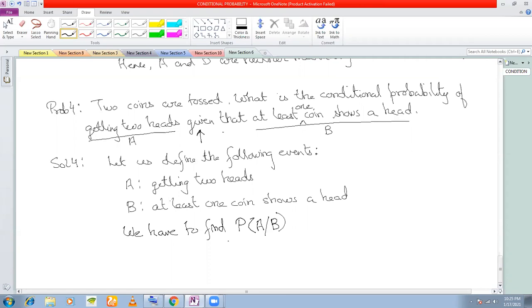Tell me fast. Which event, A, B, or A/B? A/B. Look at the question. The question is getting two heads. See the word given here? Because of this given, there is a slash. This is what we call given. So getting two heads is event A/B. Now is it clear? So you have to keep an eye on the question. Okay, so we have to find P(A/B).